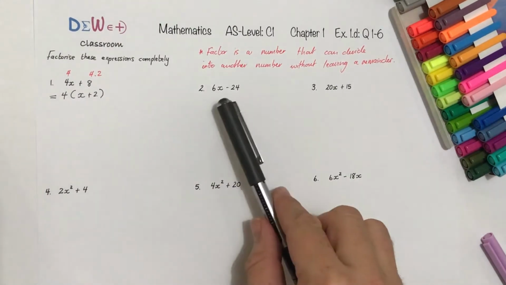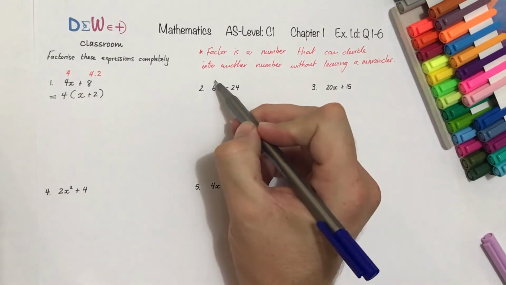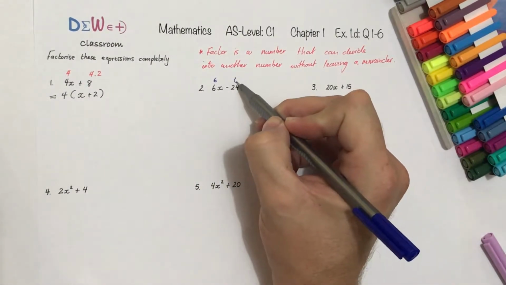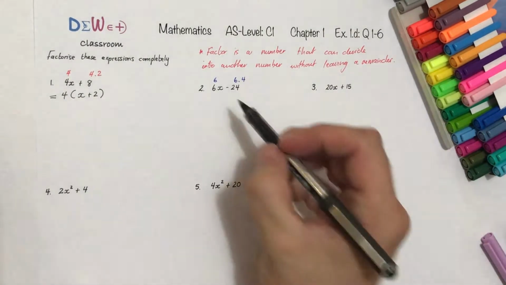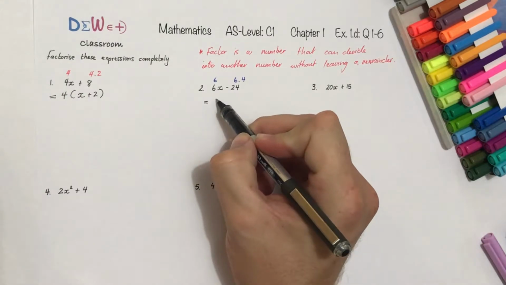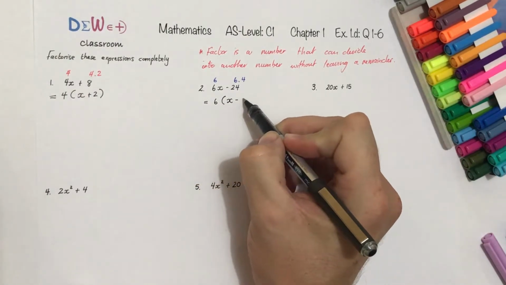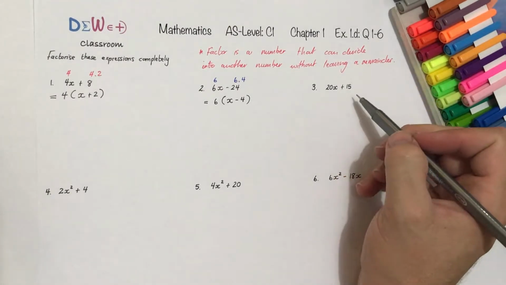When we go over to question number 2, we will do the same thing. We have 6 over here, and minus 24 is 6 times 4. So here we can clearly see if we take out the common factor 6, we will be left with x minus 4.